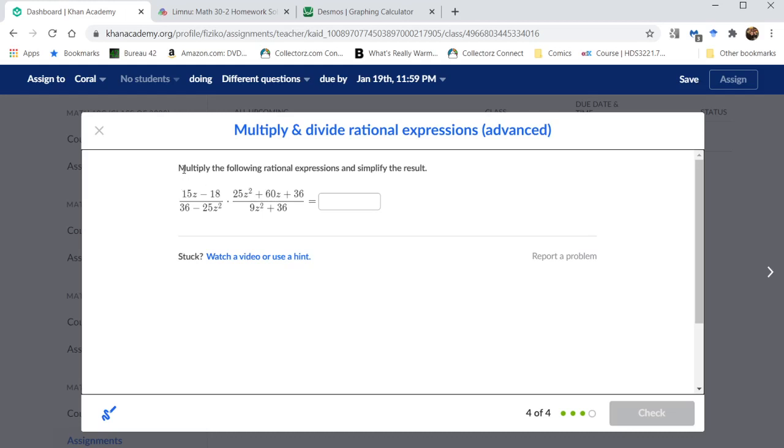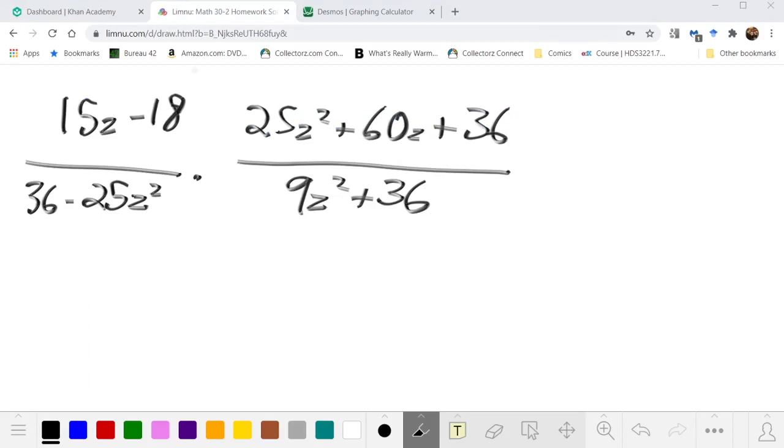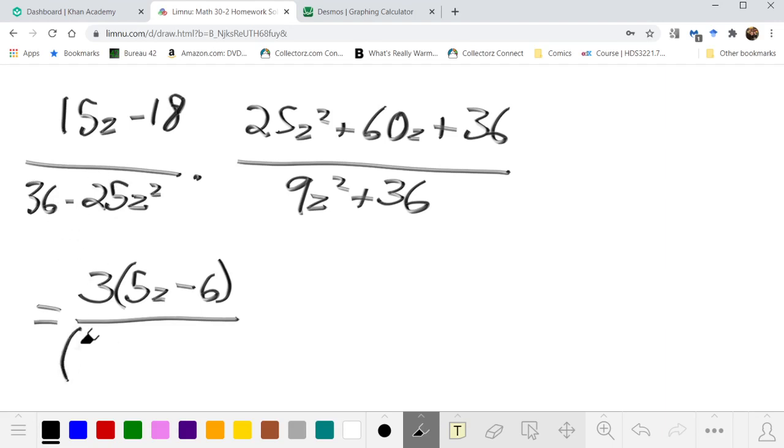And now, in our final question, we have to multiply the following rational expressions and simplify the result. Again, we start by transcribing to our workspace. Now that we have it transcribed, we can start pulling out common factors. Our first numerator has a common factor of 3, which leaves us with a 5z minus 6. And this denominator is a difference of perfect squares pattern. That's a 6 minus 5z times a 6 plus 5z.